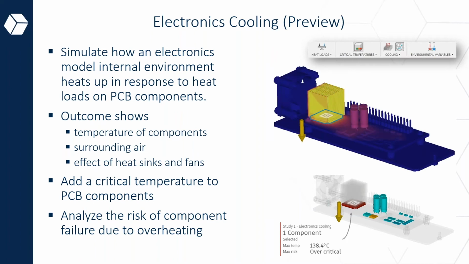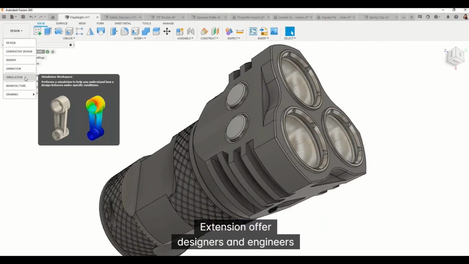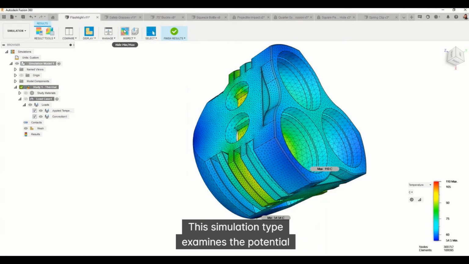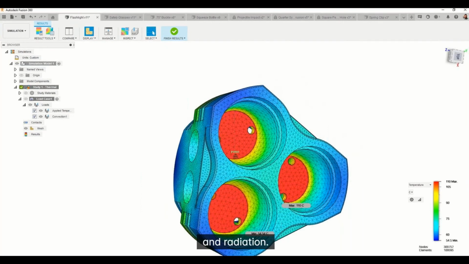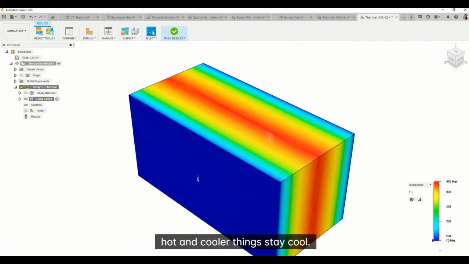So then moving on, we've got a thermal simulation environment as part of this as well, which we can discuss very briefly. The steady state thermal simulations that are included with this extension offer designers and engineers the ability to test the thermal management of their designs. The simulation type examines the potential of a design to absorb, deflect, or shed thermal energy through conduction, convection, and radiation, allowing designers to ensure that hot things stay hot and cool things remain cool.